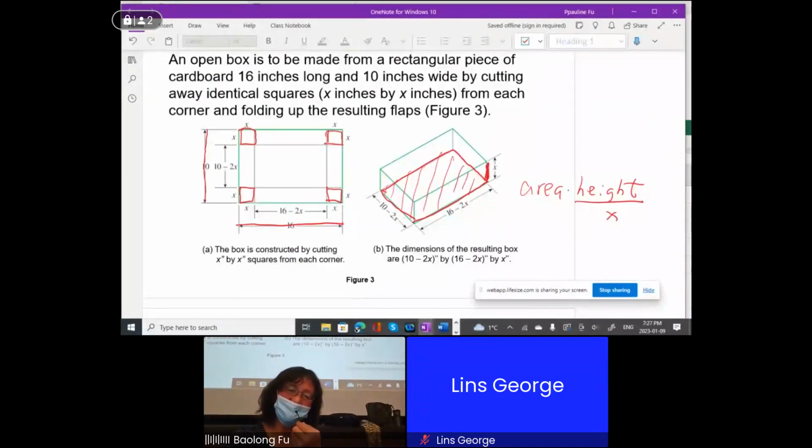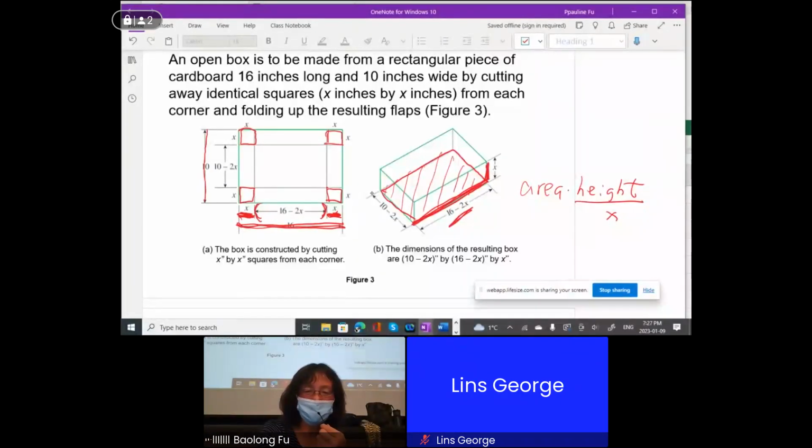Now what is the area here? This is a rectangle, so the area equals length times width. The whole length is 16. You cut x here and x here, so this part is 16 minus 2x. Why 2x? One x is here, another x is here. Any questions?